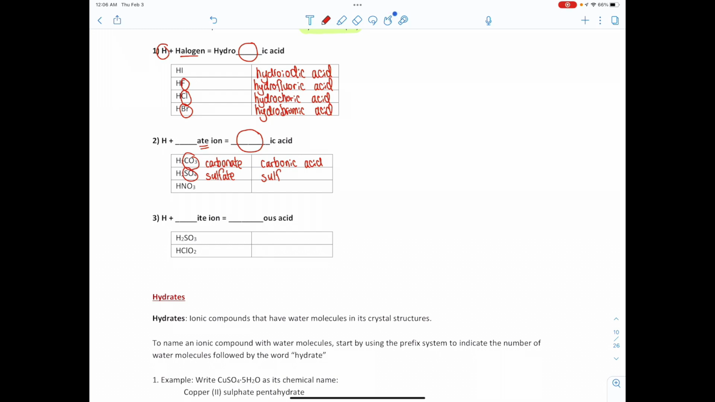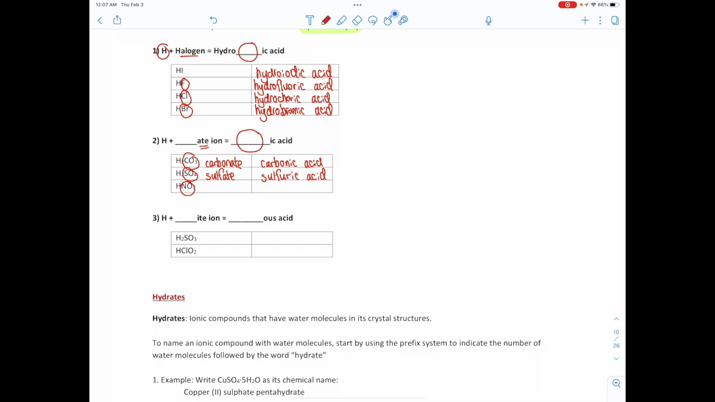Now, sulfic acid doesn't sound as smooth, and so what scientists have done is they decided to keep the sulfur part of the sulfate, and then add the IC acid. So instead of sulfic acid, to make it sound a little bit smoother, this is sulfuric acid. Okay, so sulfuric acid.